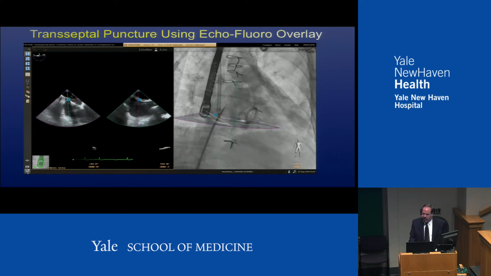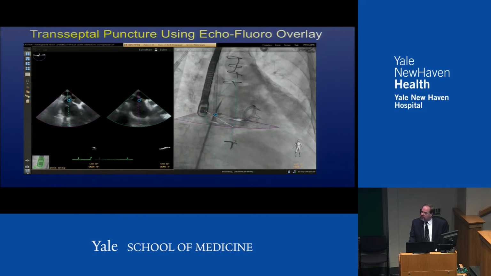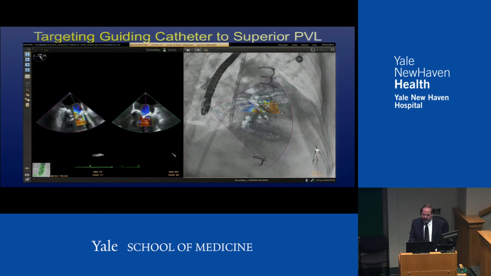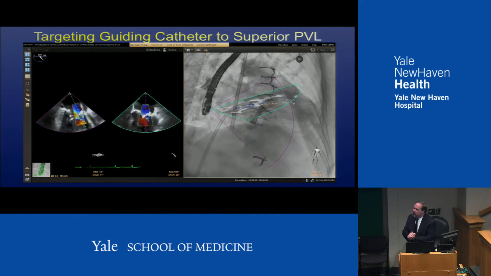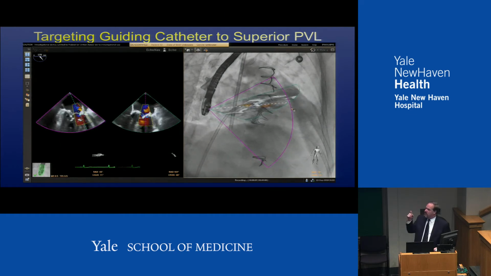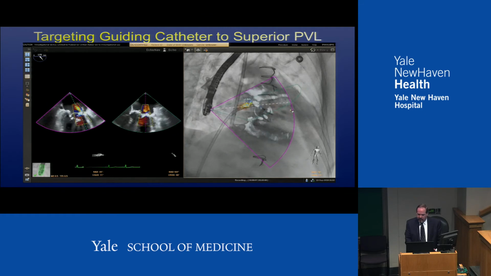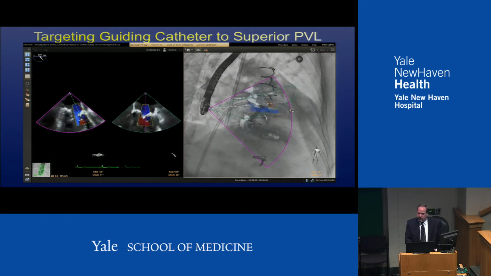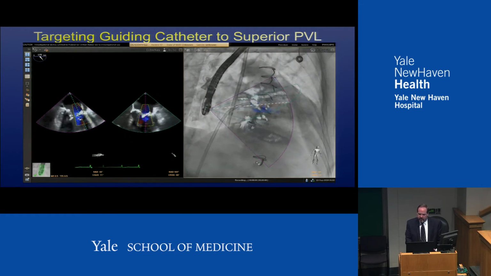There it is going across posterior so we can define the region. And now we put what's called an Agilis catheter in. It's a steerable catheter that we can define. So we're going after the big superior piece first.